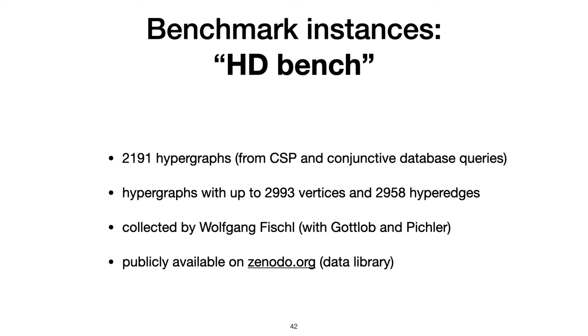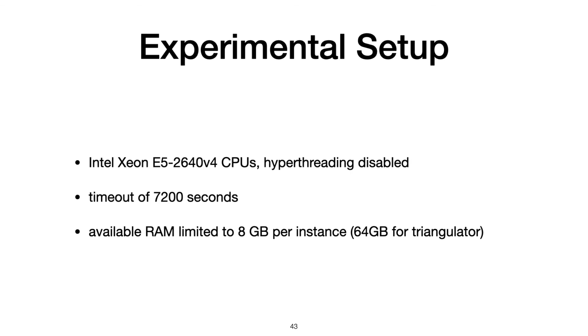Since this is a bit of a problem for a benchmark setting, the hypergraphs are also available online on Zenodo, which we exactly took for the benchmark setting. Our experimental setup then consisted of a cluster running Intel Xeon CPUs where hyperthreading has been disabled. We used a timeout of 7,200 seconds and limited the available RAM to our SMT approach to 8 GB per instance and 64 GB for Triangulator, since it turned out to be quite memory demanding.